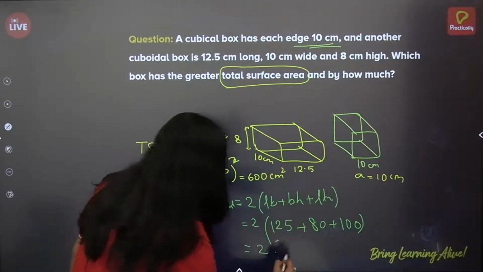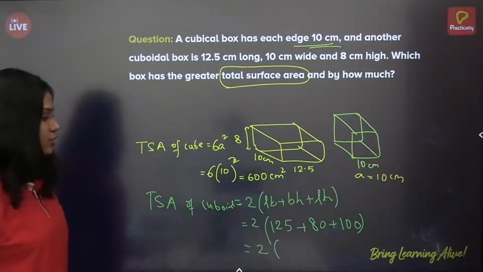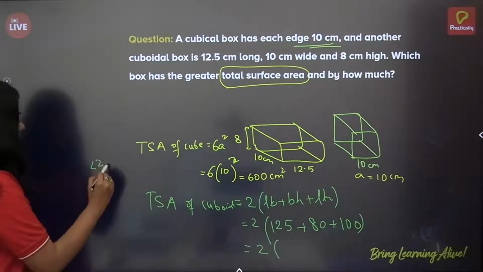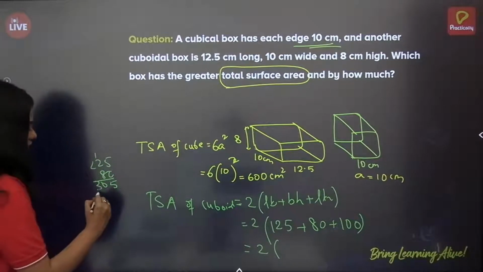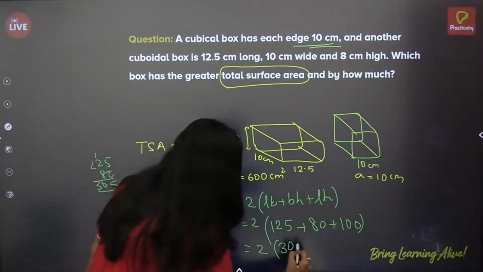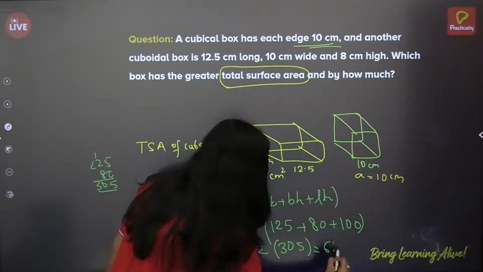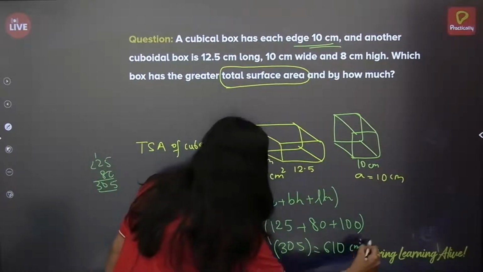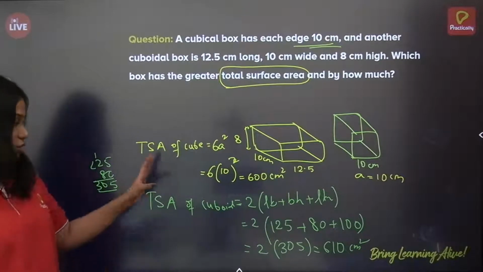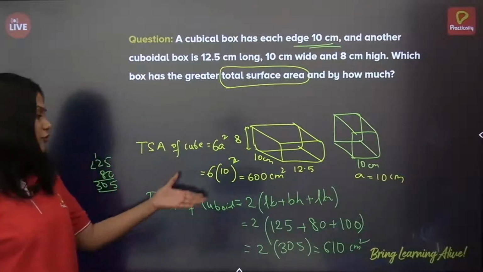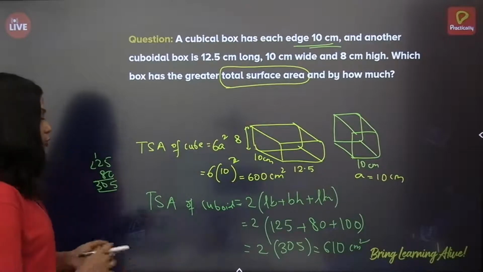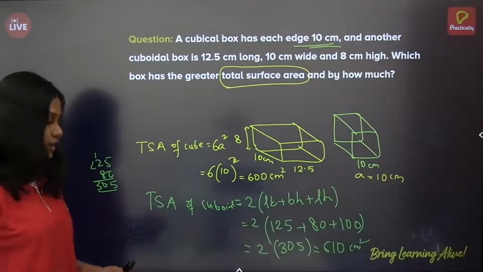So, 2 of 125 plus 100 is 225. 225 plus 80 is 305. So, 2 into 305, that is nothing but 610 centimeters square. Now, from the calculation, can you tell which has a larger total surface area? Of course, cuboid, correct? Cuboid has a larger total surface area.